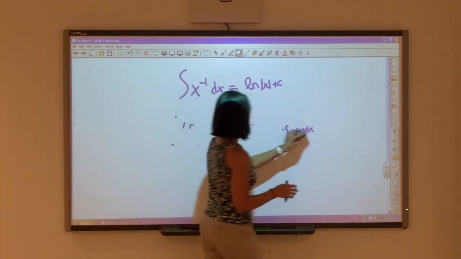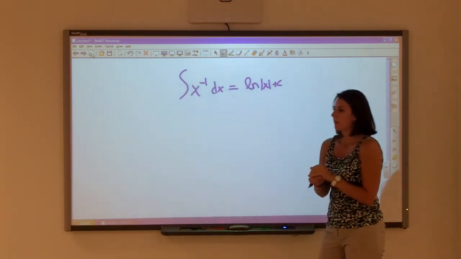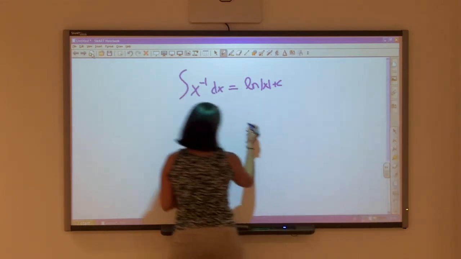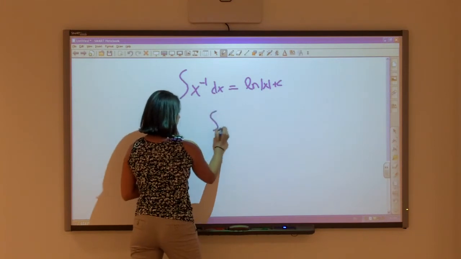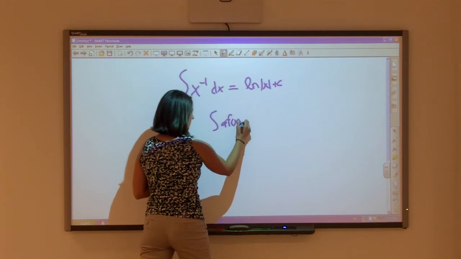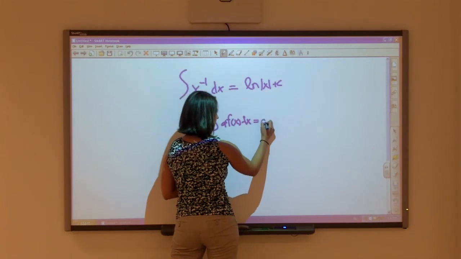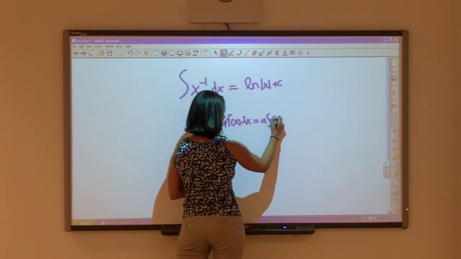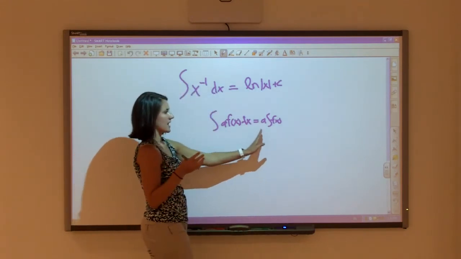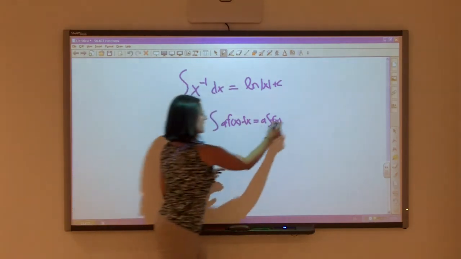So another thing to note is that if you have the integral of some constant times a function, that equals the constant times the integral of the function. Or this is going to be a times the antiderivative of the function f of x dx.